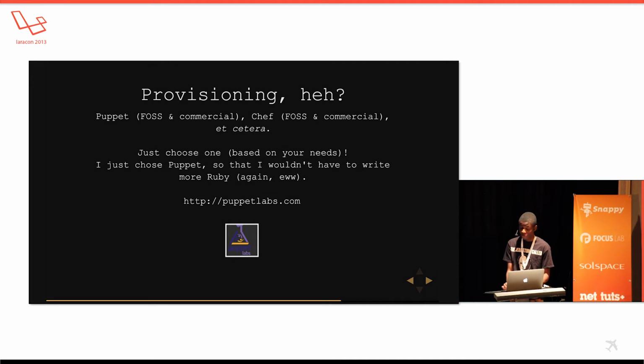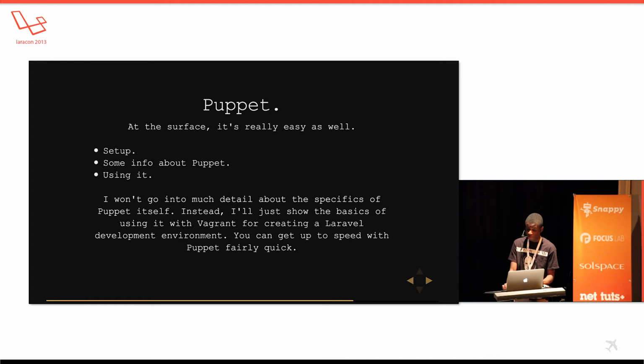I chose Puppet personally because I hate Ruby, and Puppet has a different syntax. It has curly braces. I like curly braces, so I chose Puppet because of that. At the surface, Puppet is really easy to use. It's really easy to set up.